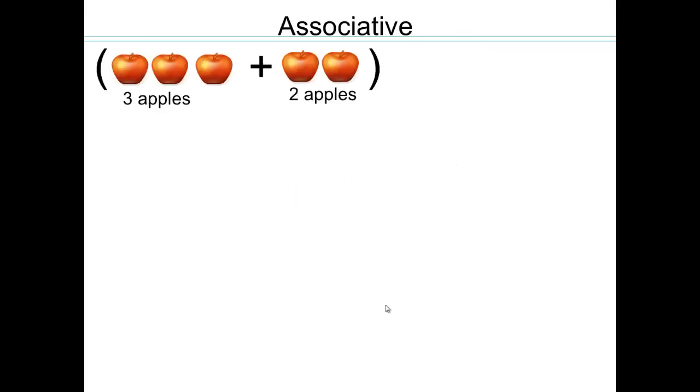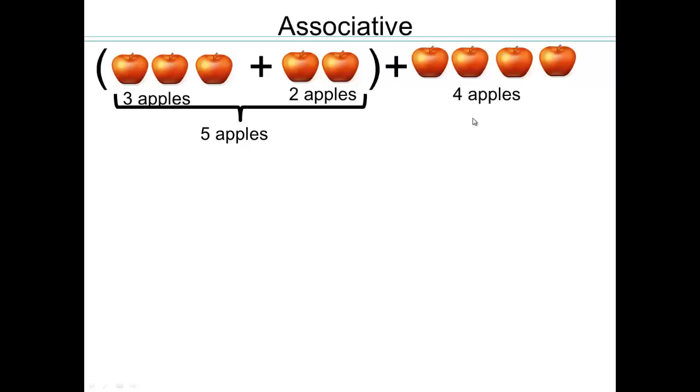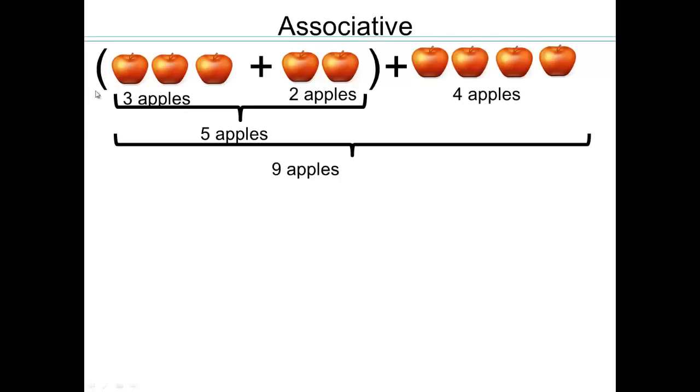All right, let's see the word associative property. Associative, we use the word associate all the time also. Anyway, let's take a look at 3 apples plus 2 apples. So that'll give me 5 apples. And if I add 4 more apples to it, then I'll end up with 9 apples. You can count, right? 3, 4, 5, and then 6, 7, 8, 9. So that's 9 apples. I'm adding the 3 and the 2 apples first, and then whatever that result is, adding 4 apples to it to get 9 apples.